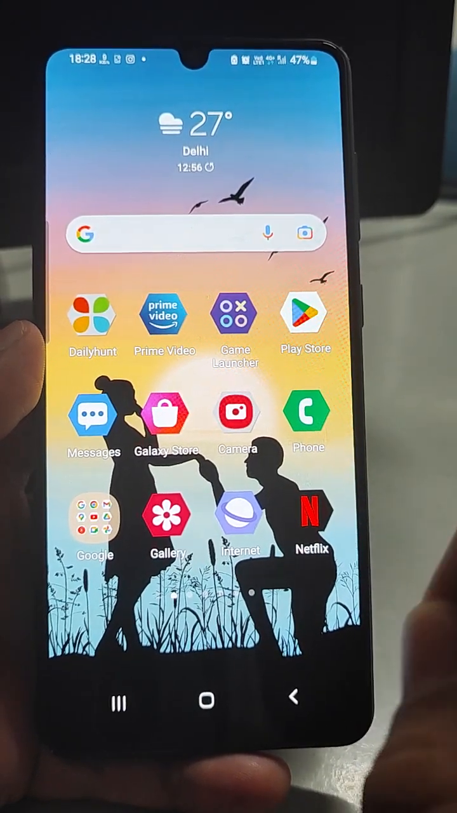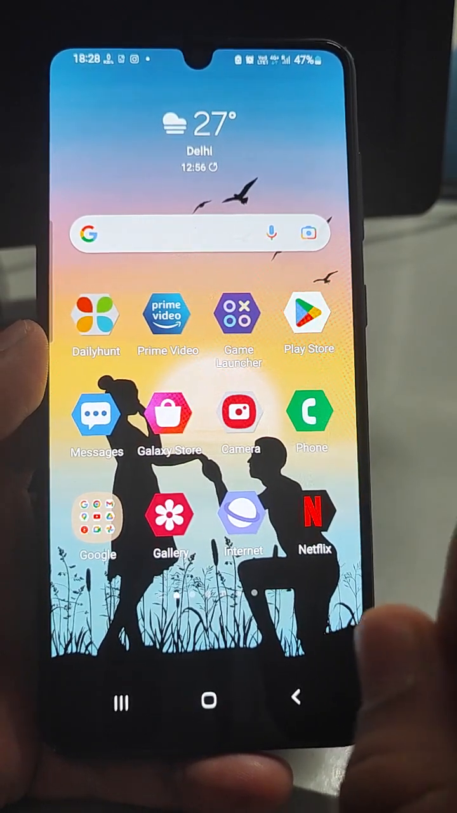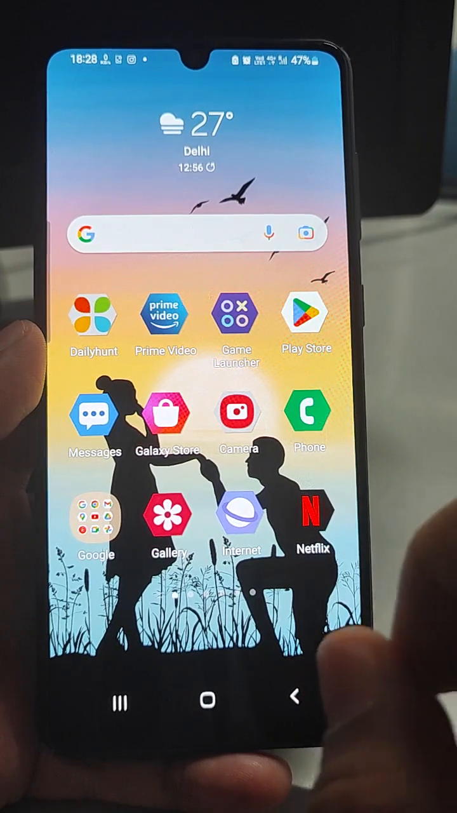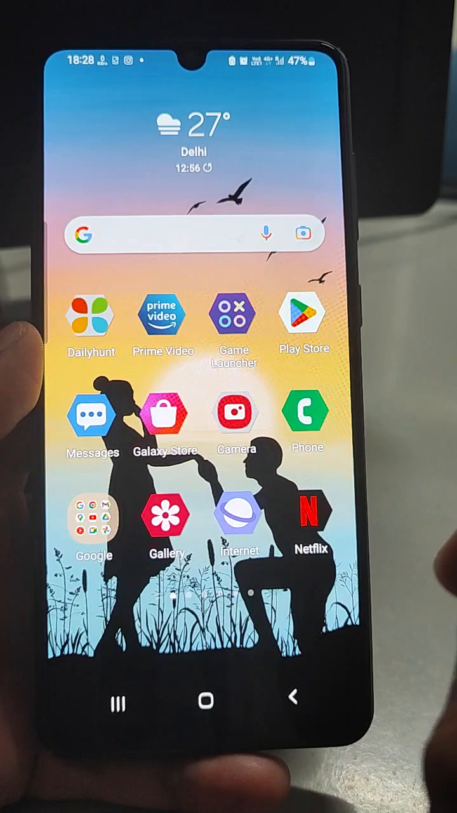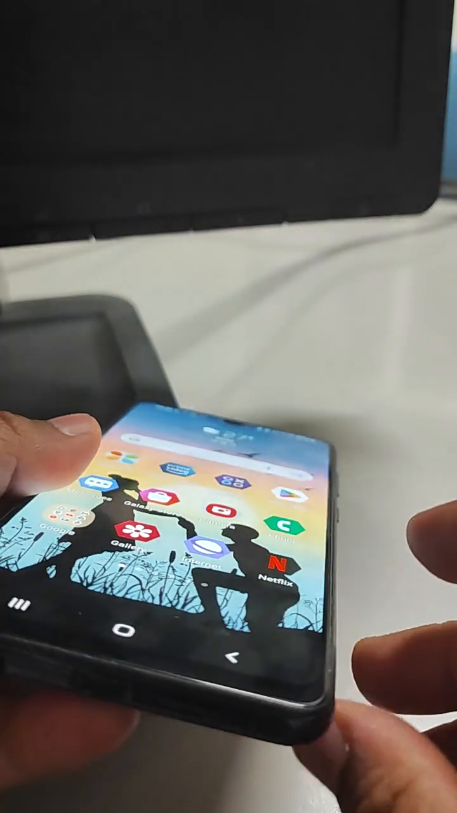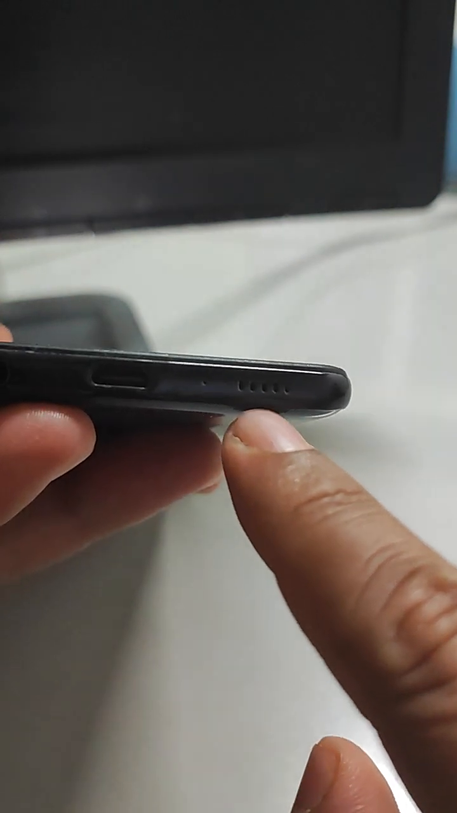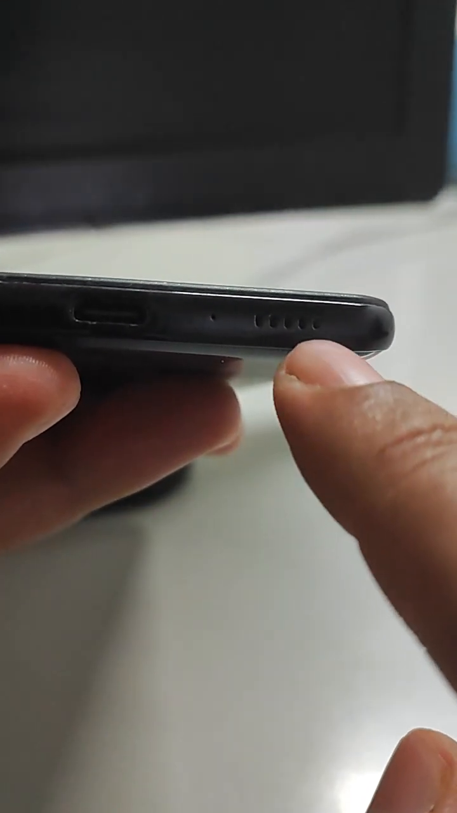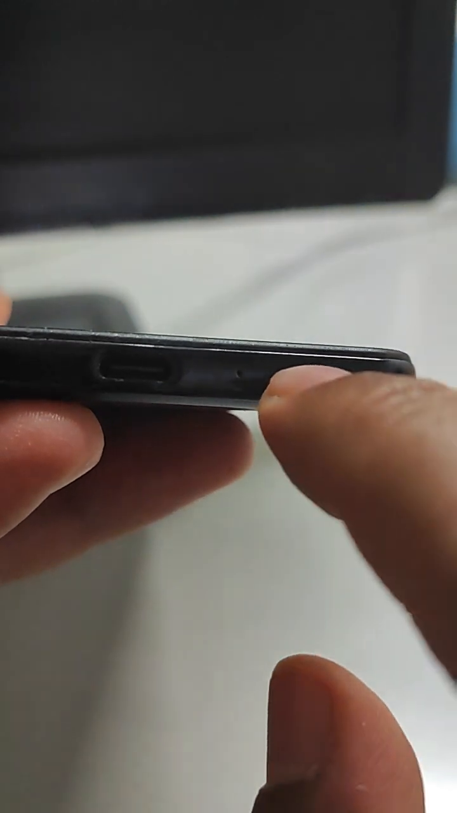what you need to do to get rid of that low call volume problem? Friends, I am going to tell you the easiest and most affordable way. Affordable means you need not buy anything. So what you need to do, don't laugh, here is the speaker of the A31. You have to take a thin thing just to clear this.